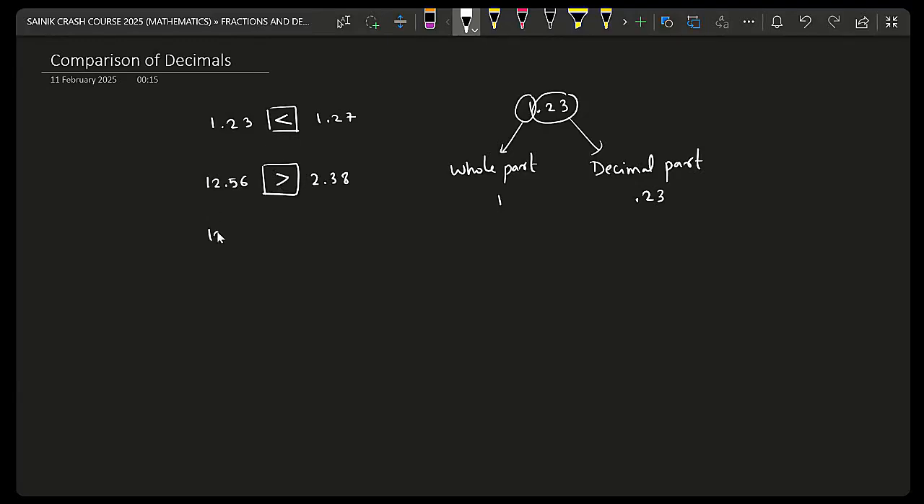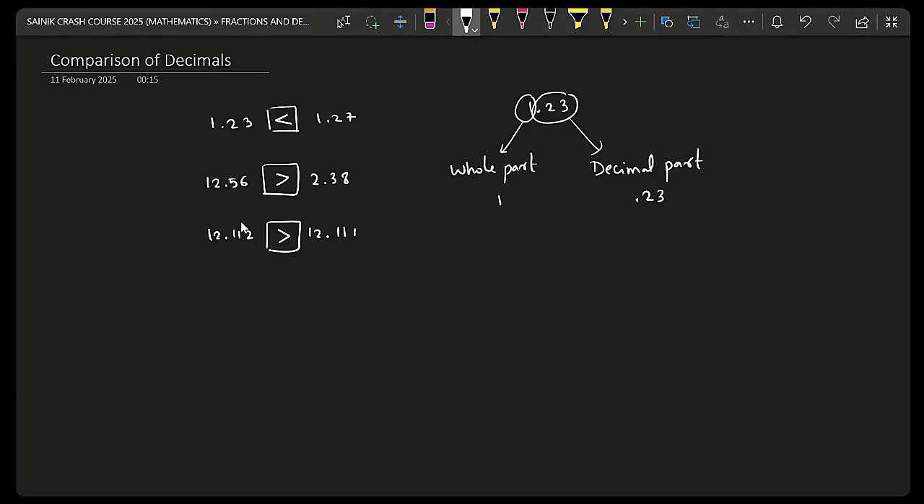But for example, you have something like 12.112 and we are comparing 12.111. So 12 and 12, the whole parts are equal. Tenths place 1 and 1 equal, hundredths place 1 and 1 equal. We cannot compare. But going to the thousandths place, that is 2 and 1. Now we can do the comparison. 2 is greater than 1. That's why 12.112 is greater than 12.111.